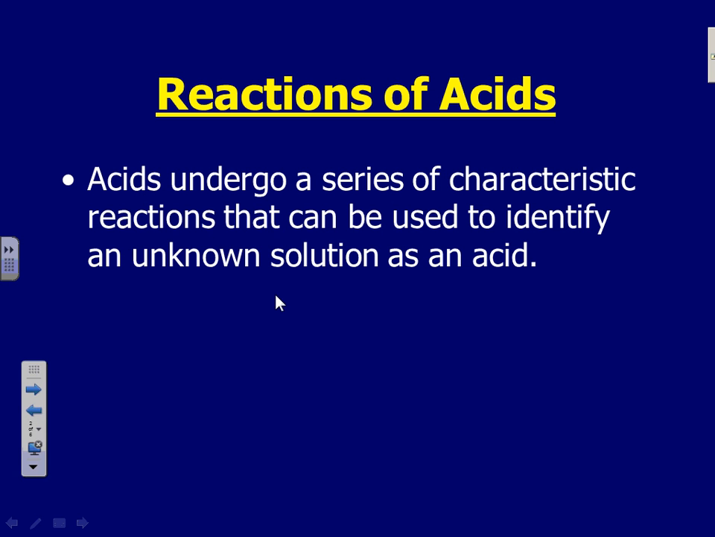So reaction, don't write this down. This is just a statement, right? We just put the title, reactions of acids and bases. Acids undergo a series of characteristic reactions that can be used to identify an unknown solution as an acid. Actually, you can put reactions of acids, because in this case, we're talking just about the acids, all right? Don't write the little bullet. Acids we know have H in common, and so they undergo a characteristic set of reactions.